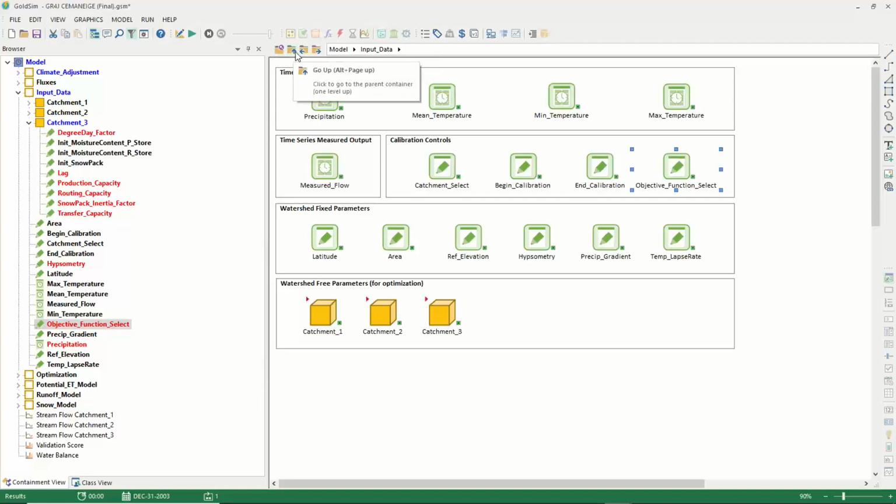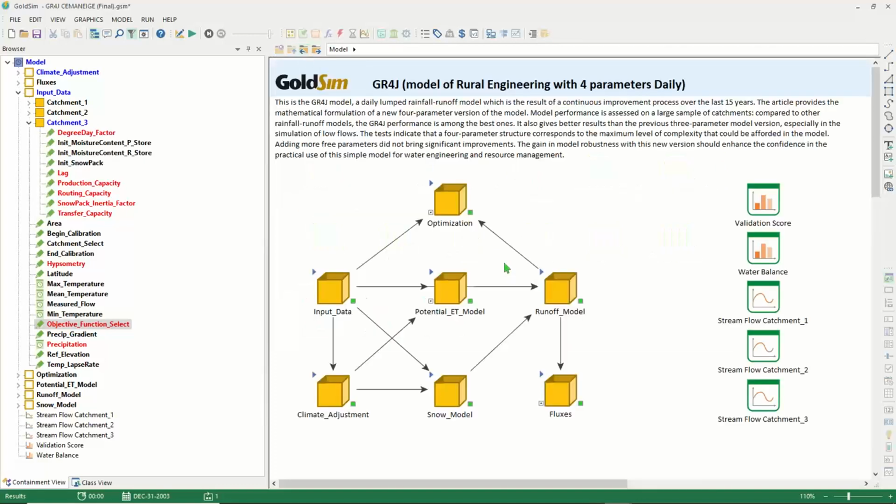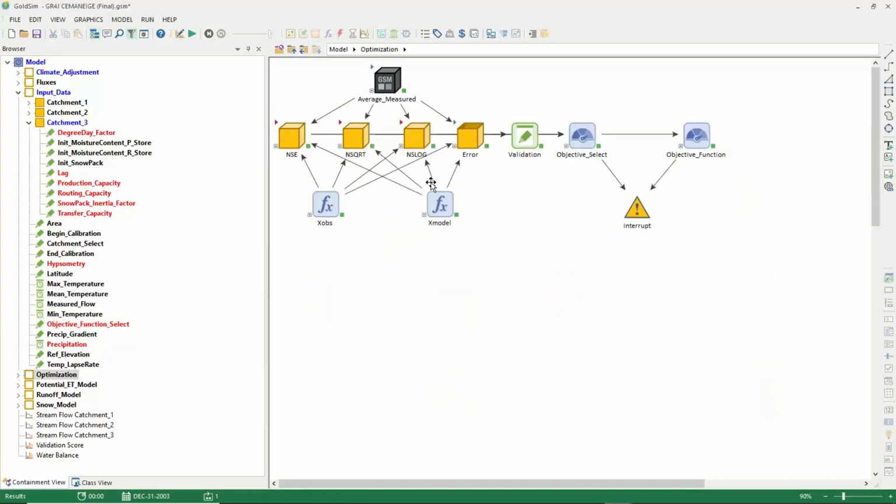So before we go, because of the earlier presentation today, I left the optimization for the end, but let's go just right there. It's not going to take time. So I have a container for the Nash-Sutcliffe, the Nash-Sutcliffe on square root of flows, the Nash-Sutcliffe on the log of flows, and the error. And that's your objective function. So you're choosing which one of the functions you want to use, and you're choosing your catchment.